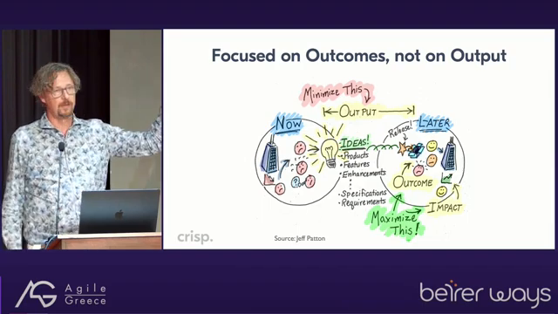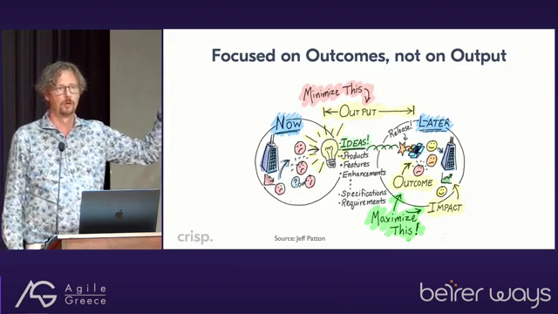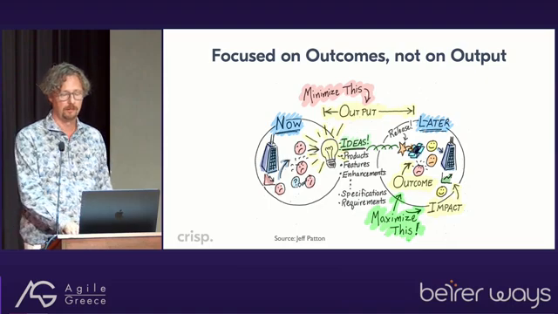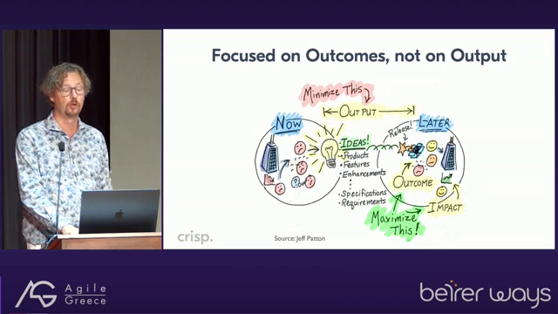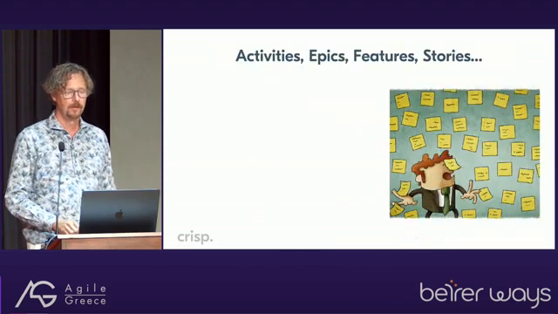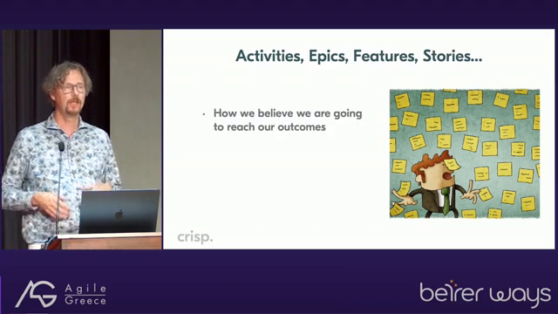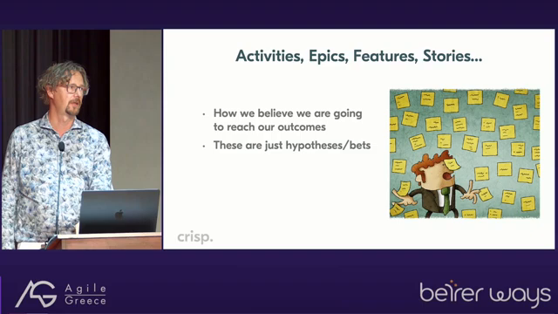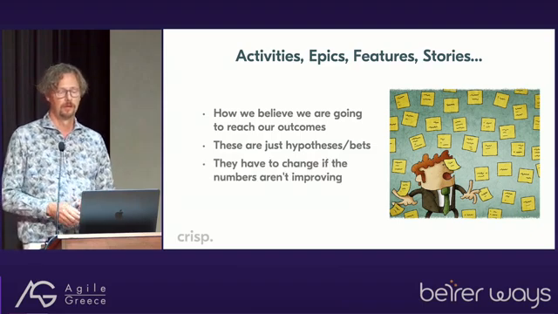So we want to minimize the output, prototype things rather than building production-ready code, in order to maximize the outcome before we realize which solution we have the most confidence in, and then we can productify that. The activities, epics, features, stories, that's how we believe that we are going to reach our outcomes. But they are just hypotheses and bets. They have to change if the numbers aren't improving.